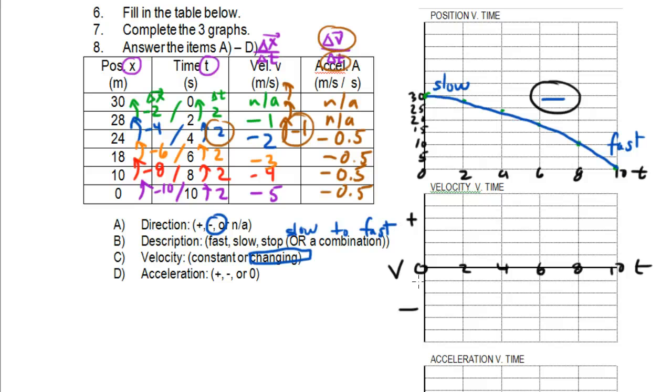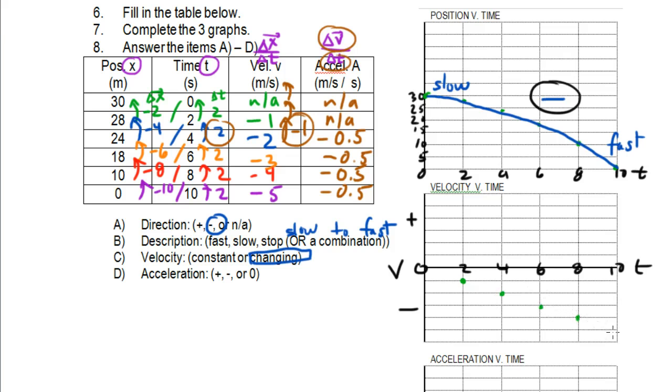At time equals 0, I don't have any. At time equals 1, I'm at negative 1. At time equals 2, let me change that. Time equals 2, I'm at negative 1. At time equals 4, I'm at negative 2. Time equals 6, I'm at negative 3.